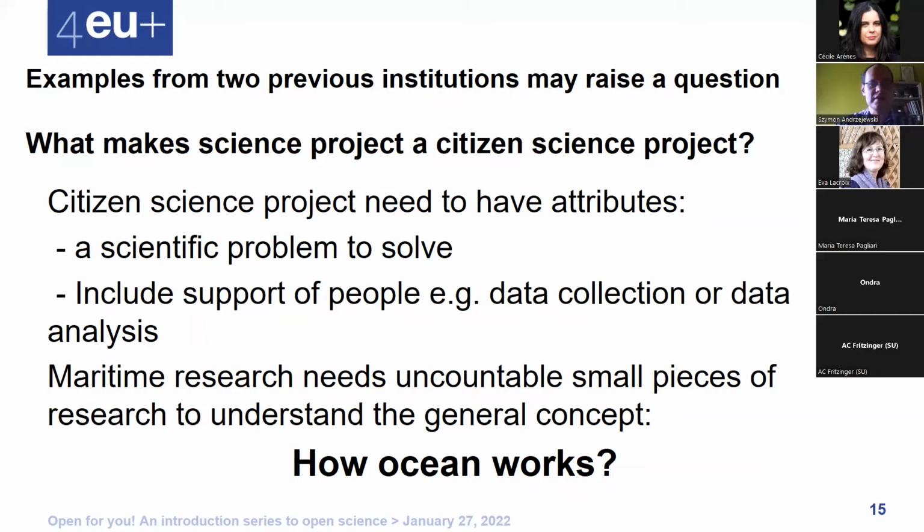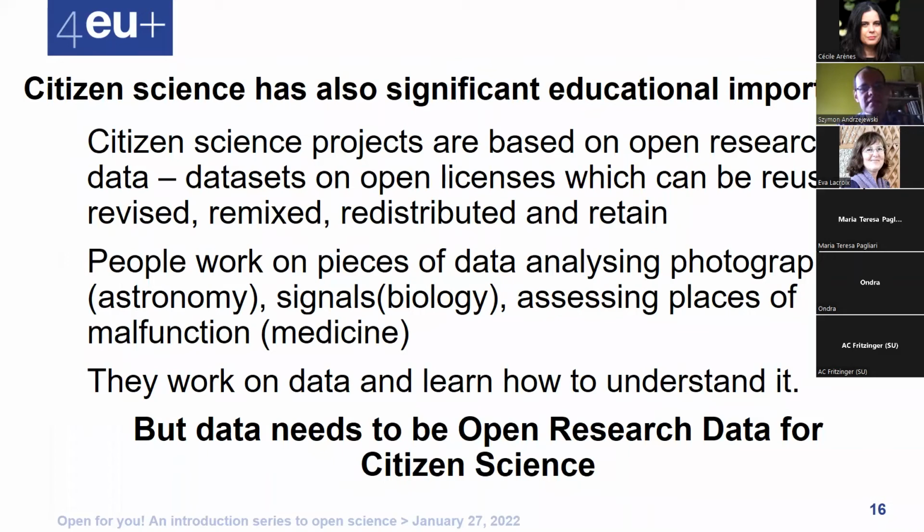As I said, these examples of maritime research need uncountable small pieces of research to understand the general concept of how the ocean works. So citizen science also has a significant educational importance, as I said before. And it needs to be based on good foundations. These foundations in this case would be open research data. So this is also an aspect of open science that needs to be included. Data sets need to be on open licenses, which can be revised, remixed, distributed, and so on.